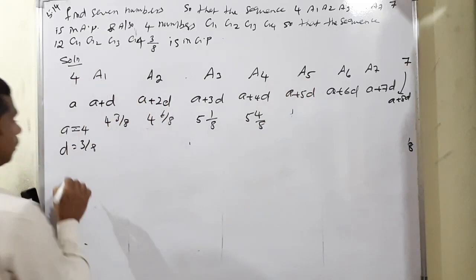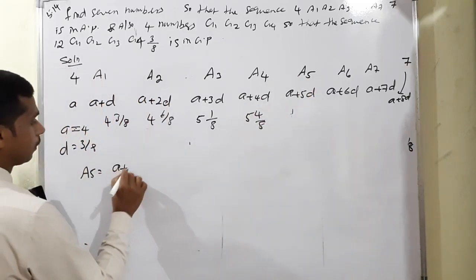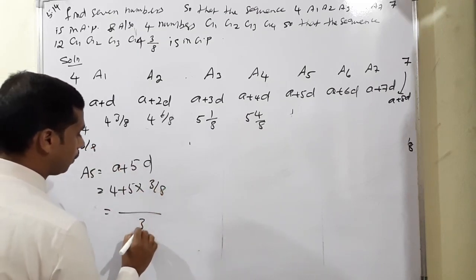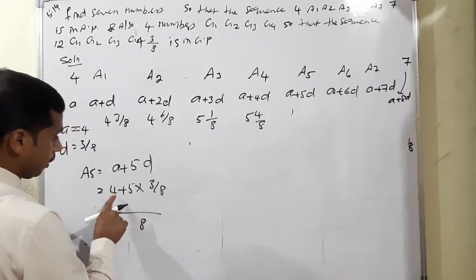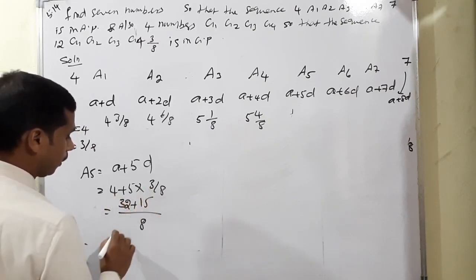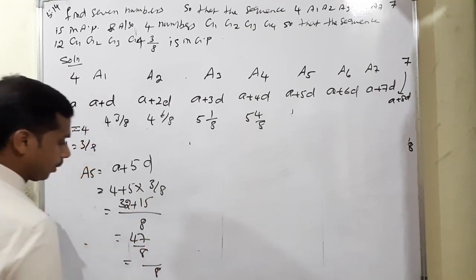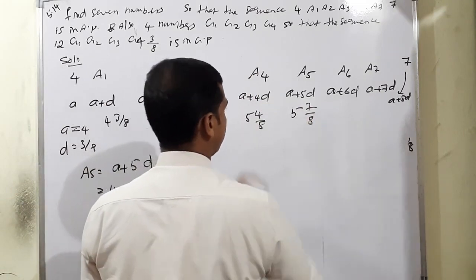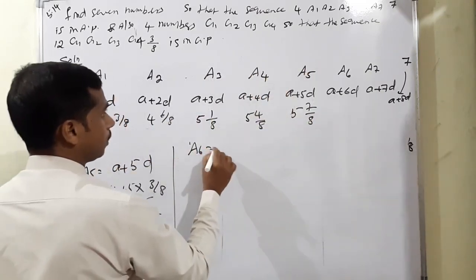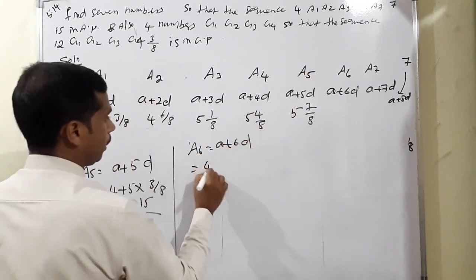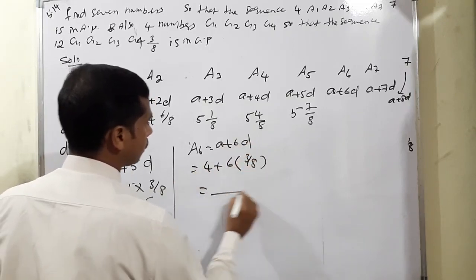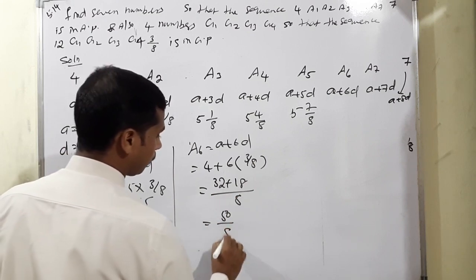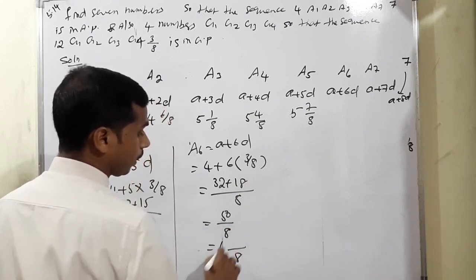Then the next, A5, is equal to A plus 5D. Again A is equal to 4, 4 plus 5 into D value 3 by 8. Common denominator 8: 4 8s are 32 plus 5 3s are 15. Therefore, 47 by 8. 5 8s are 40, and 47 minus 40 means 7 by 8. So A5 is 5 7 by 8. Next, A6 means A plus 6D. Again 4 plus 6 into 3 by 8. Common denominator 8: 8 4s are 32 plus 6 3s are 18. 32 plus 18 means 50 divided by 8. 6 8s are 48, and 50 minus 48 means 2.